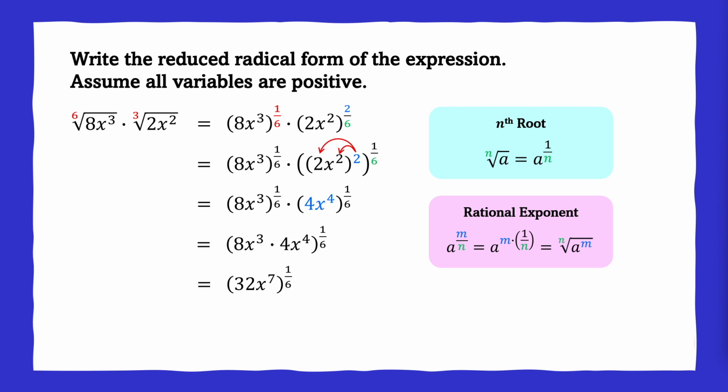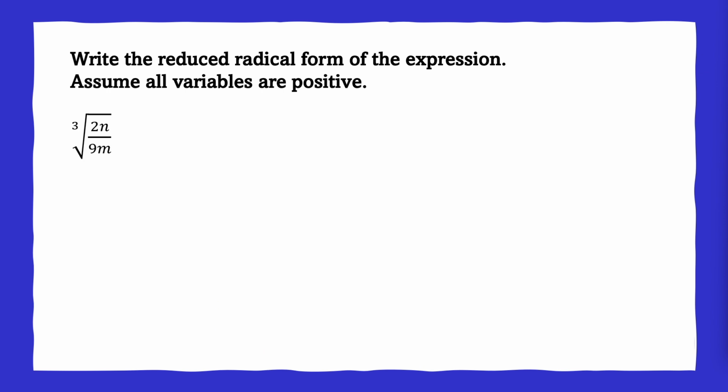Finally, rewrite the rational exponent back into a radical with the index of 6. Simplify further by observing that x to the 7th power can be broken into x to the 6th power times x. Since the sixth root of x to the 6th power is x, the final expression becomes x times the sixth root of 32x. Next, we have a cube root of 2n over 9m.